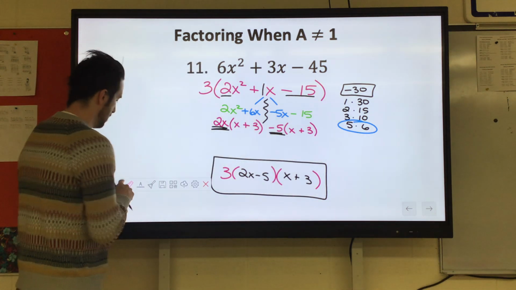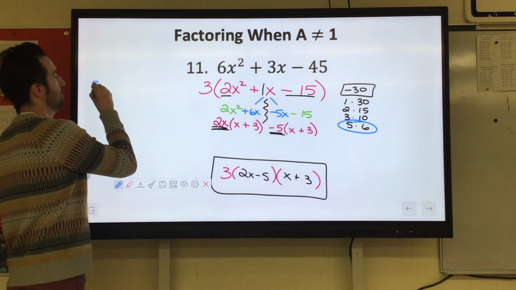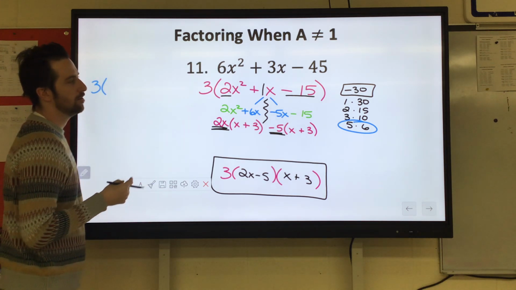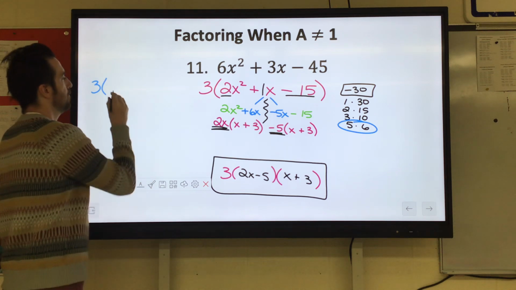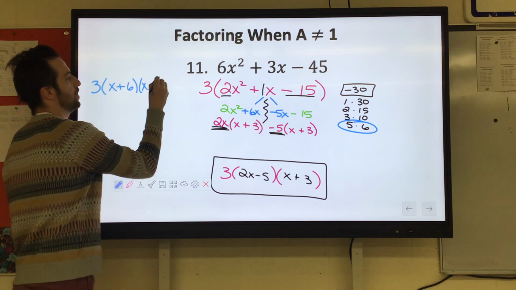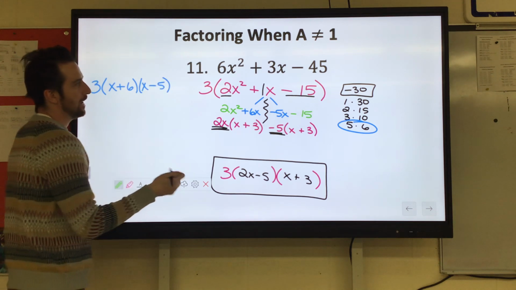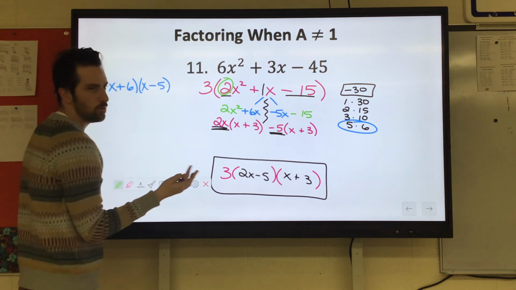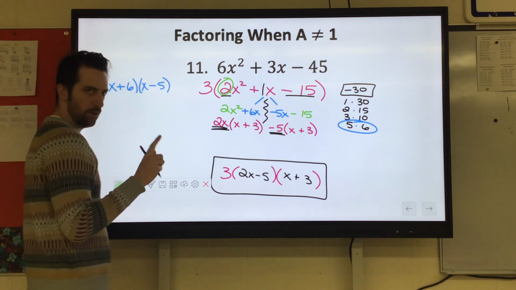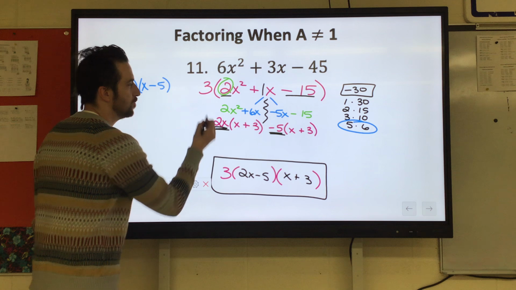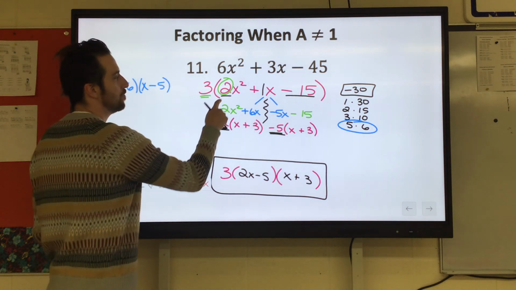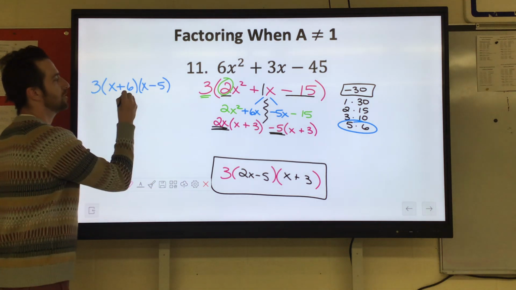If you want to try it the other way, you still take out the 3. Factors of 30 that are 1 apart would be positive 6, negative 5. So we could write x plus 6, x minus 5. And then we try to divide by a. Now, a in this case is the 2. It's right in front of the x squared. Because sometimes I get caught up and I'll say, divide by the number in front, and kids will be like, oh, well, 3's out in front. But you divide by a, the number in front of x squared. So in this case, 2.